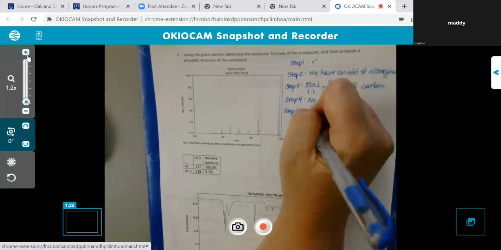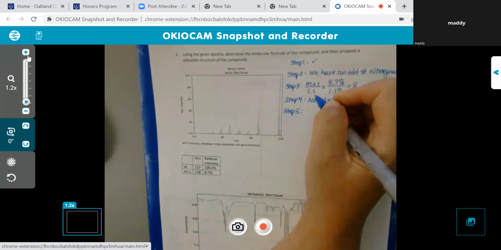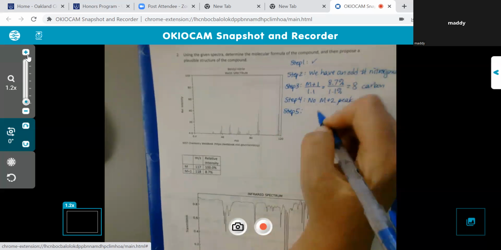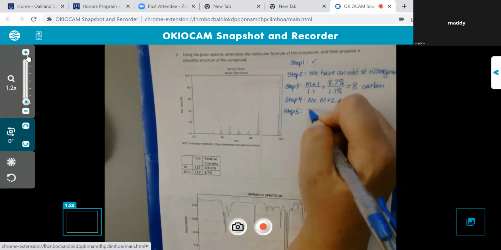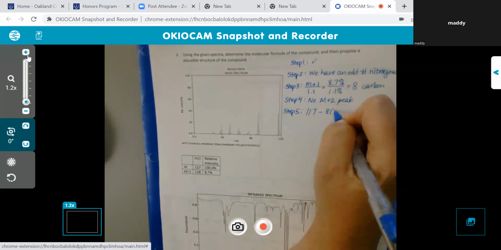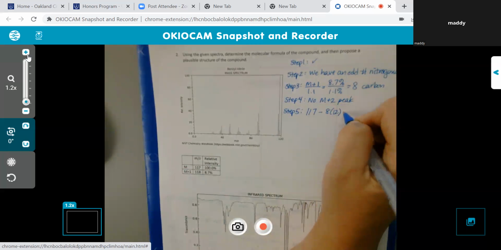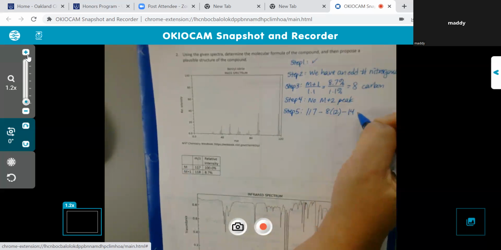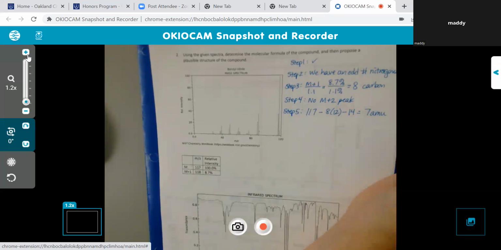So that leads us to step 5. That's where we subtract the isotopic masses of the known atoms from the parent. So we have a parent of 117. We're going to subtract 8 times 12 for the carbons. We're going to subtract 14 for 1 nitrogen, and we get a 7. Okay, 7 atomic mass units is left for 2 more nitrogens, an oxygen atom, or hydrogens. What do you think the 7 atomic mass units are? Hydrogens.